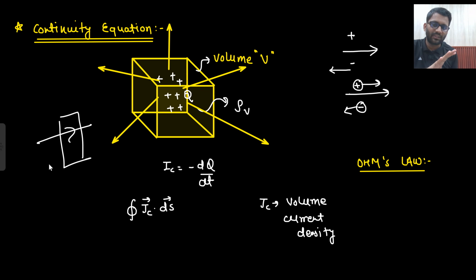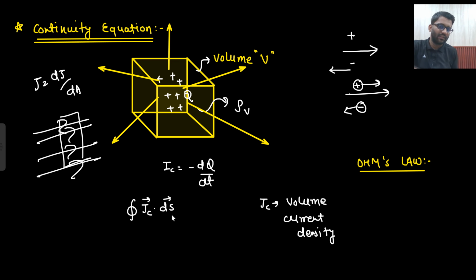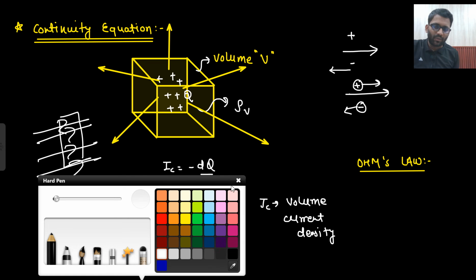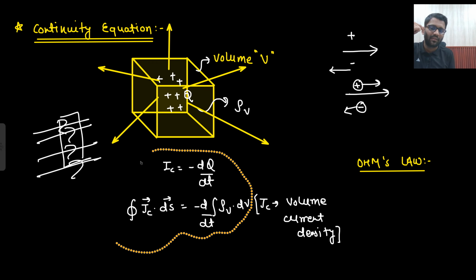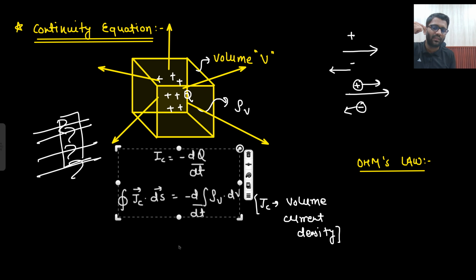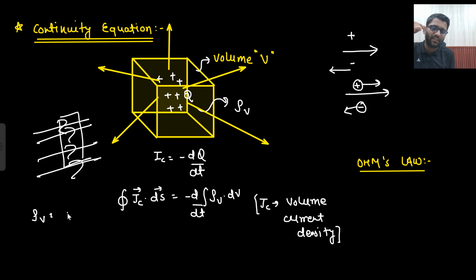From an open surface, how much current is passing? J is equal to di by dA. So from there I am writing I equals the integral of J dot ds. And what about this, minus d by dt of Q? Can I write it as the integral of rho v dv? Because what is Q? What is rho v? Rho v is dq by dv. Per unit volume, how much charge is there? So your Q will be the integral of rho v dv, right?